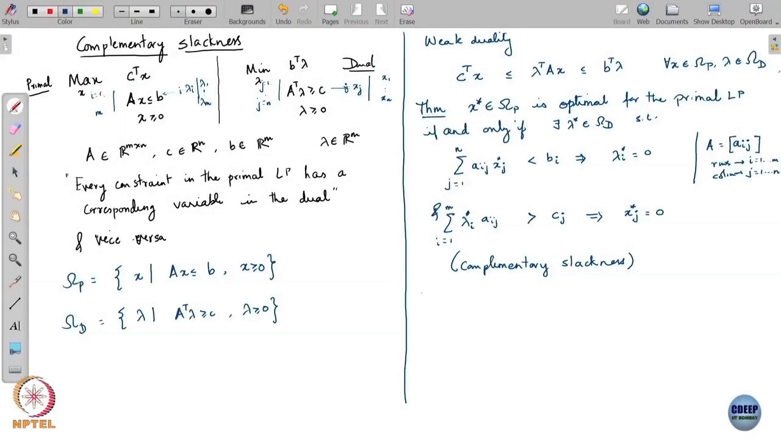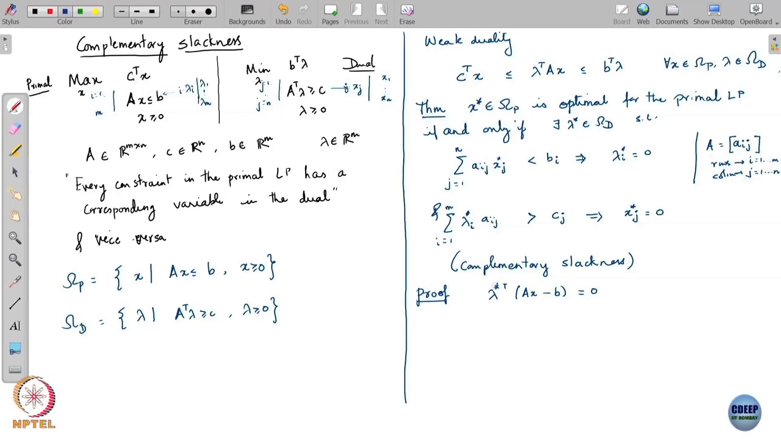Okay, so let's just do a proof of this. One convenient way of writing this particular condition is to simply write this: lambda star transpose (Ax minus b) equals 0. Now, why can I write it like this?